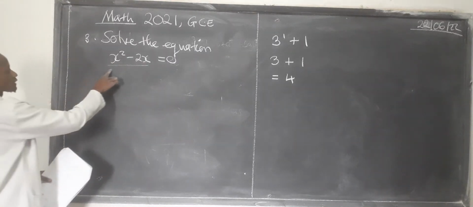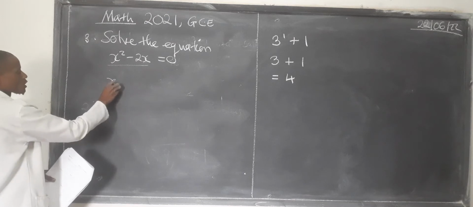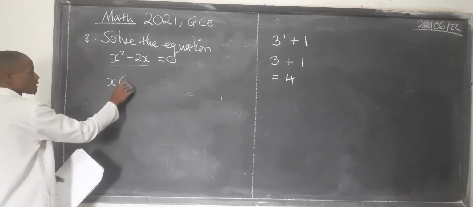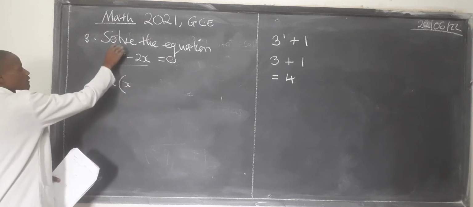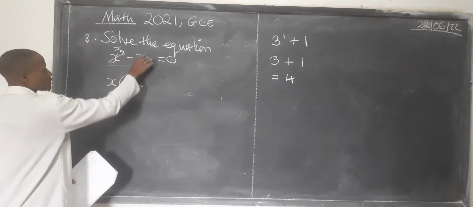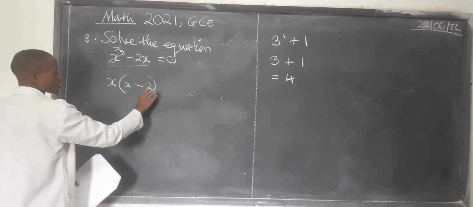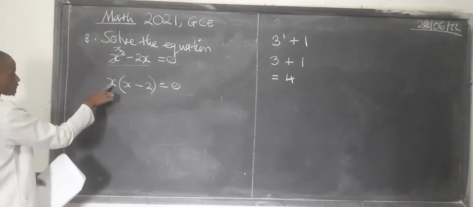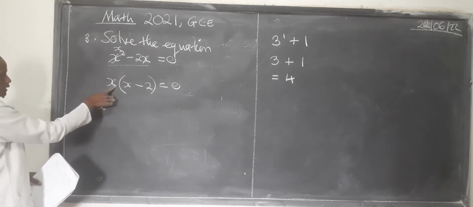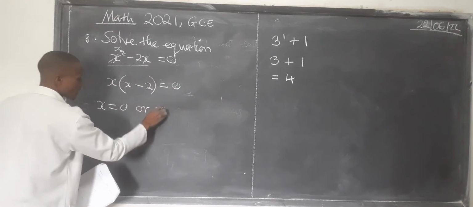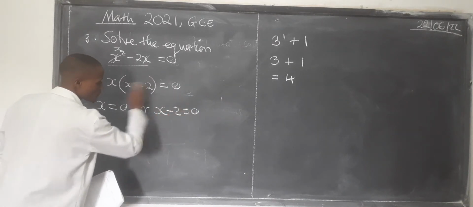So the common factor here is x. Open the bracket: x into x squared, you remain with the x here; then minus x into 2x, you remain with the 2 only, which is equal to 0. Of which we have x, the one outside the bracket, is equal to 0, or x minus 2 is equal to 0.